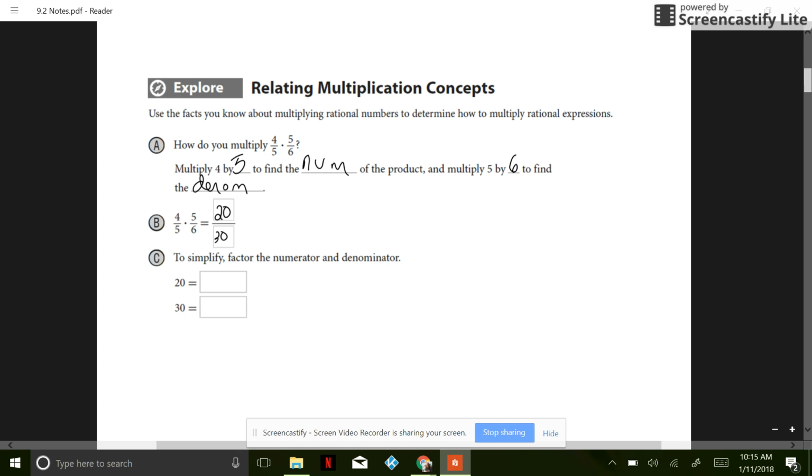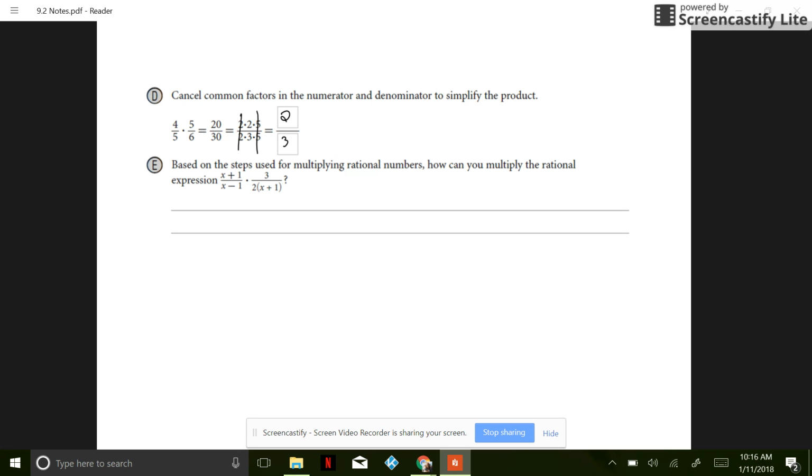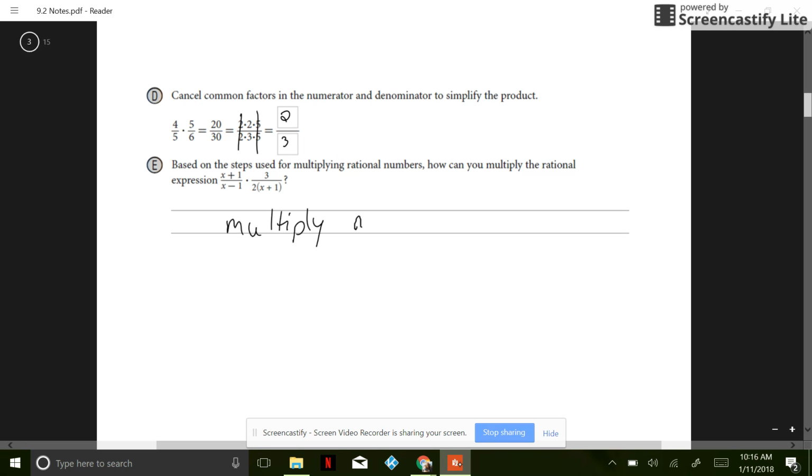So to simplify, we factor the numerator and the denominator. So 20 breaks up into 2 times 5, and 30 breaks up into 2 times 3 times 5. Then we cancel out the common factors in the numerator and the denominator to simplify the product. So those 2's will go away, the 5's will go away, and we'll be left with our simplified fraction 2 over 3. So based on the steps used for multiplying rational numbers, how can we multiply rational expressions? We're going to multiply across, multiply the numerators, multiply the denominators, and then simplify.